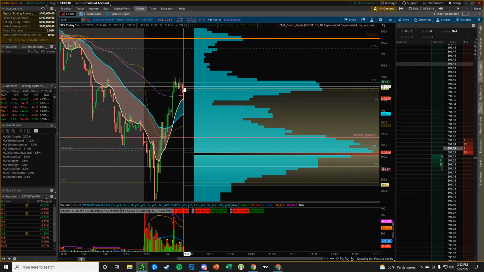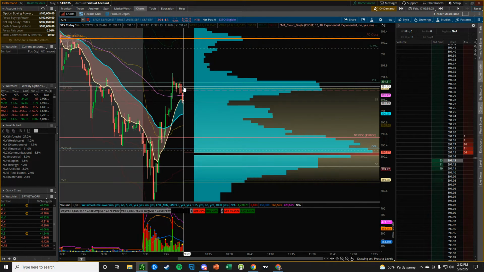Could be 958. Let's see. Where's it going to close? Yeah, it already broke through the 13. We would have been out on that. All right. So now we are position neutral.